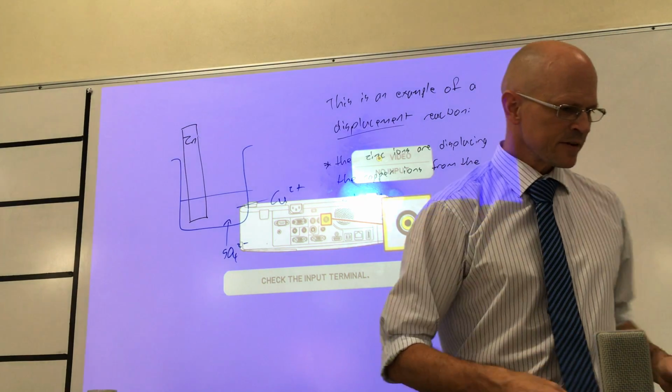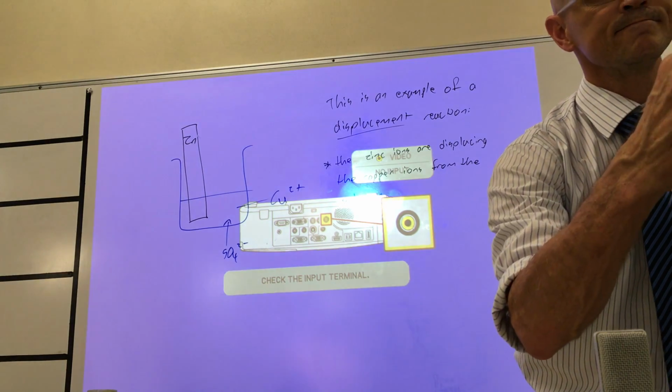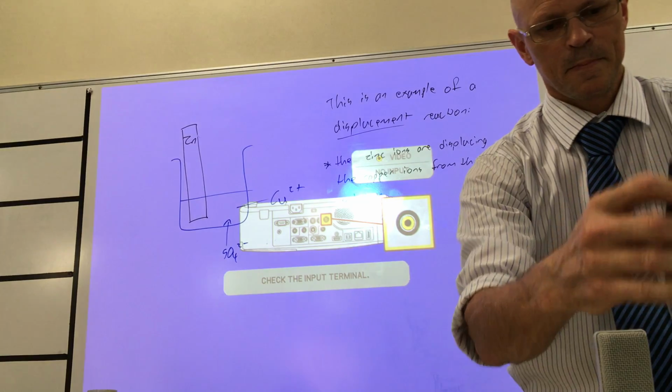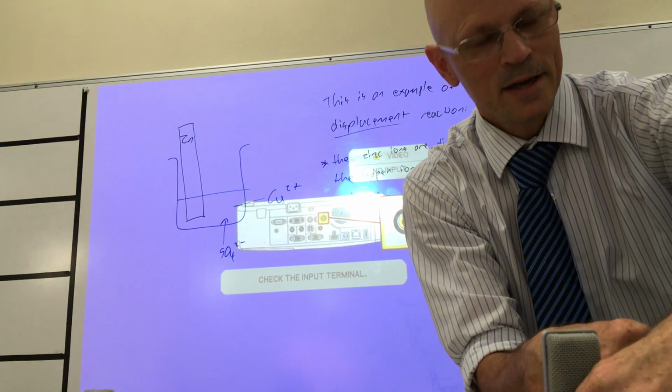All got your data sheet in front of you? I want it on the other side to the periodic table.